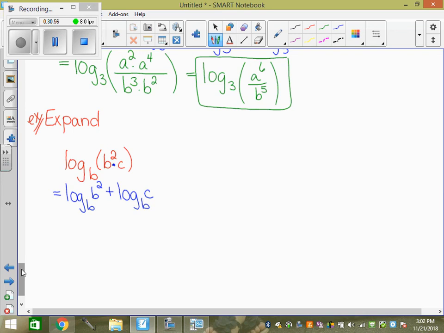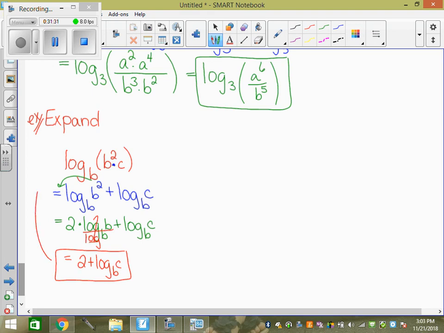So why would we expand this out? Because log base b of b squared is 2. Why is that? I can take this 2 and I can drop it in front. Do we agree? So I can rewrite this as 2 times log base b of b plus log base b of c. And what's log base b of b? 1. Why? Because of this. So this becomes a 1. So my actual answer is 2 plus log base b of c. This is the actual answer. That's the answer you got.